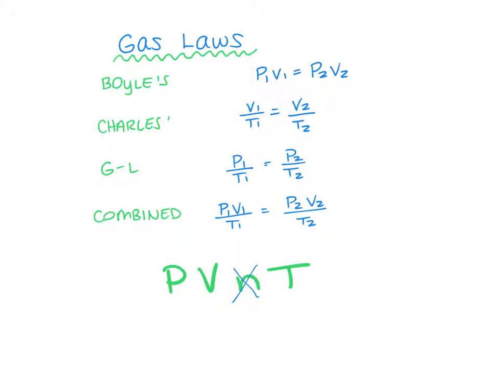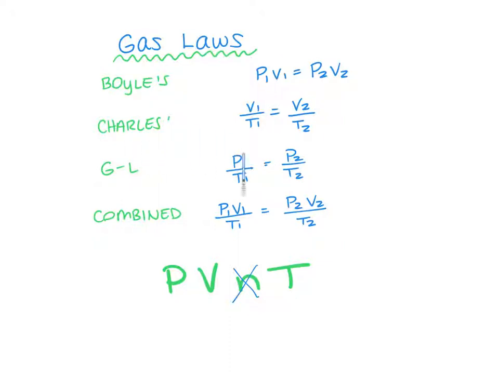So when we look at Boyle's Law, Boyle's Law is P1V1 equals P2V2. So the first pressure and volume equals the second pressure and volume. The 1s are usually for the initial set of conditions, the 2s are for the change. Notice this is multiplication straight through.